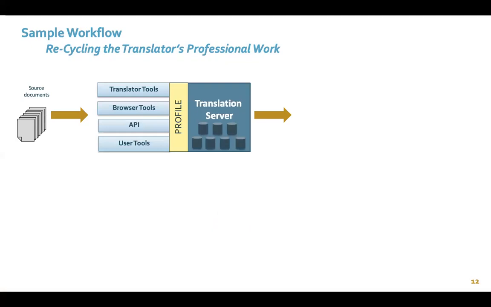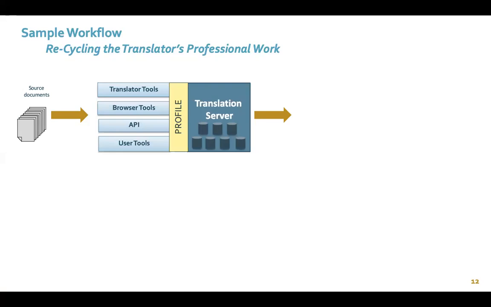So if you pull this together in a sample workflow, just to show one way which translators can work with machine translation. Here we have source documents that come in that need to be translated. And they can be translated by a translation server or whatever tool that you're using for the machine translation. Now, there are a number of different ways that these tools can be accessed. One is our translator tools, and there are several of these out in the market, and they're typically referred to as CAT tools or computer-aided translation tools.